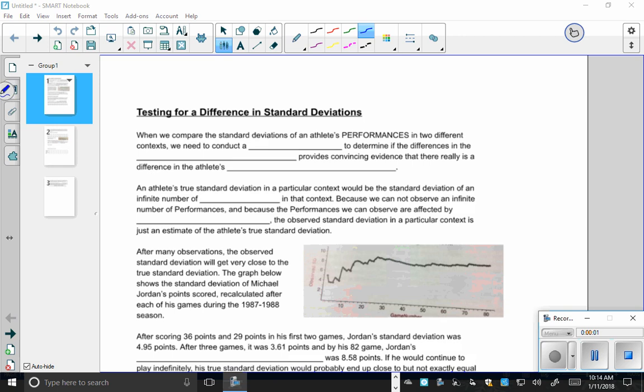Today we're going to be talking about a specific experiment. So when we're testing for a difference in standard deviations, we're going to compare the standard deviations of an athlete's performances in two different contexts.